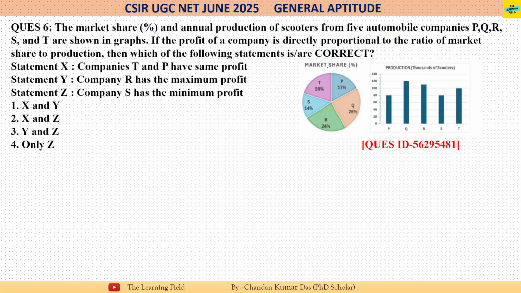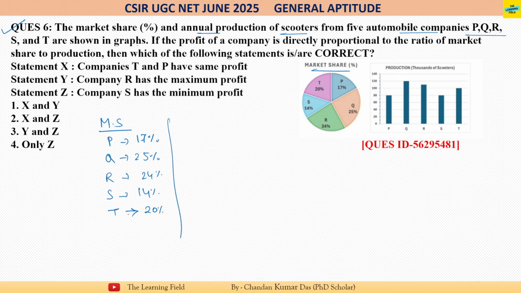Fine. Now the next question. Question number 6 says that the market share and the annual production of scooters of 5 automobile companies P, Q, R, S, T are shown in the graph. So this is the market share. Market share of P is what percentage? 17 percent. We can just write the values. And Q is 25%. R is 24%. Market share of S is 14%, and market share of T is 20%.